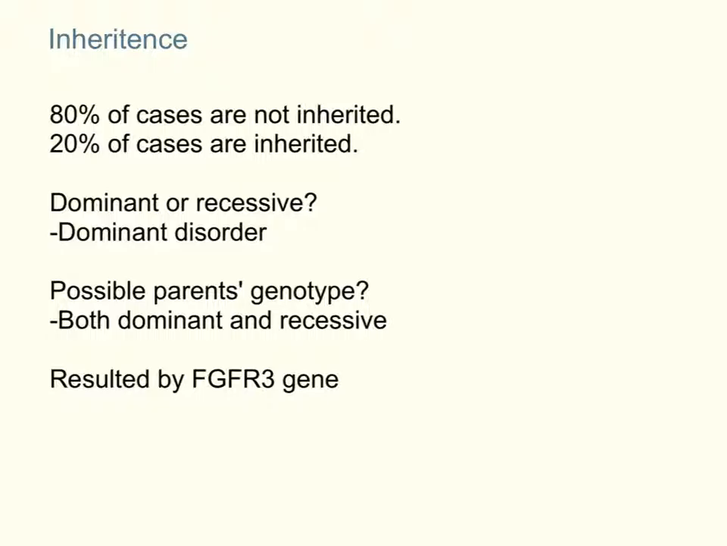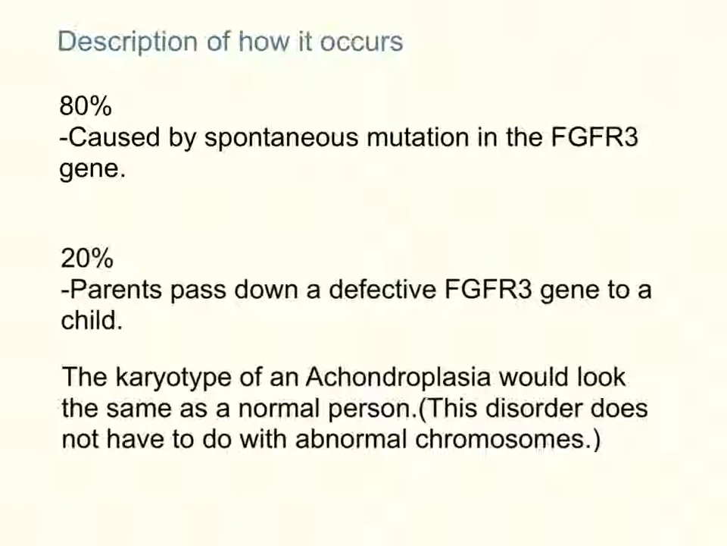Is it dominant or recessive? It is a dominant disorder. Possible parents' genotype: parents can be both dominant and recessive, and it's resulted by the FGFR3 gene. Description of how it occurs: for the majority, around 80%, it's caused by a spontaneous mutation in the FGFR3 gene, and for the rest, 20%, parents pass down a defective FGFR3 gene to a child.